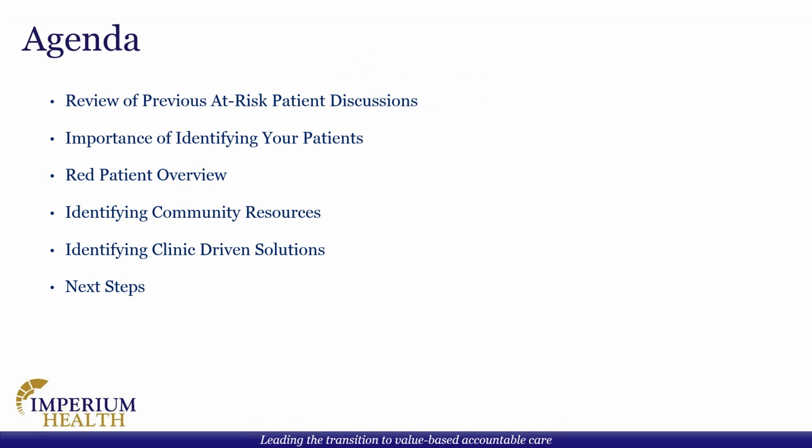Today's webinar will build off our earlier discussions of both risk and utilization. We're going to talk about the importance of identifying your patients, introduce the RED patient concept, as well as discuss how we can best support those patients. Part of best supporting those patients is identifying what community resources might be available to help, and it might also be what clinic-driven solutions we're able to provide to those patients. And then we're going to take away a few action items for you as a practice, or next steps for you.